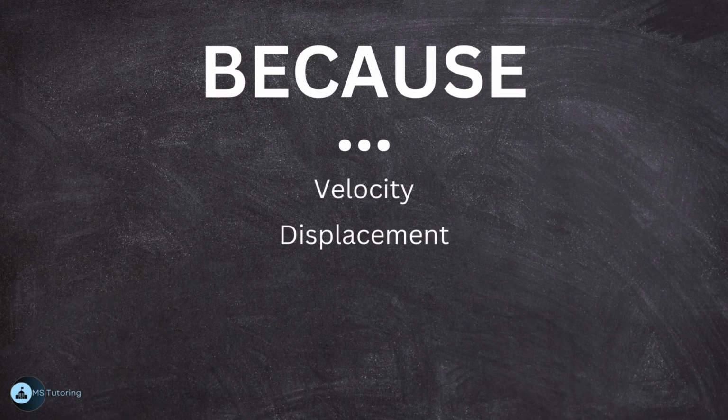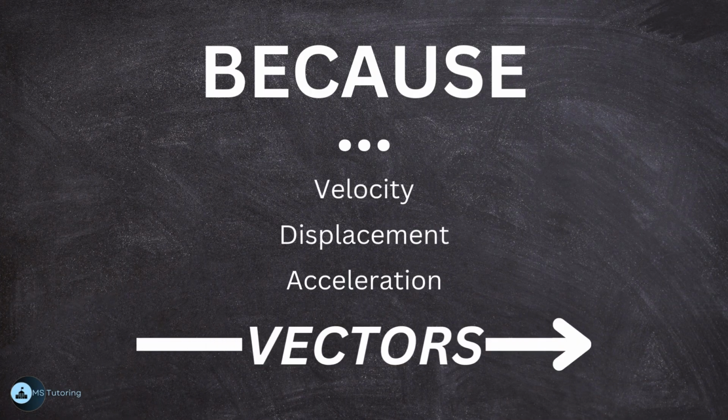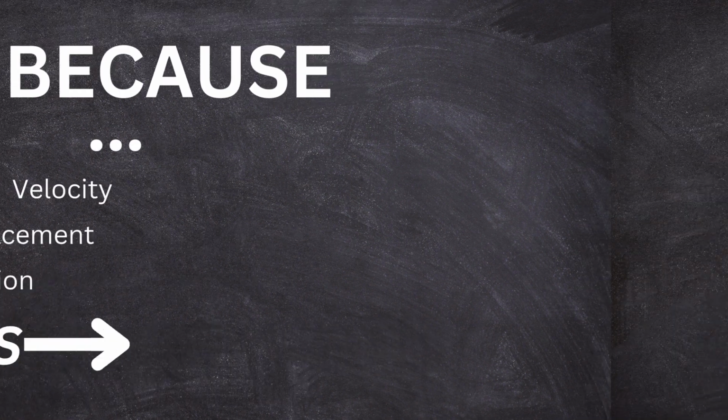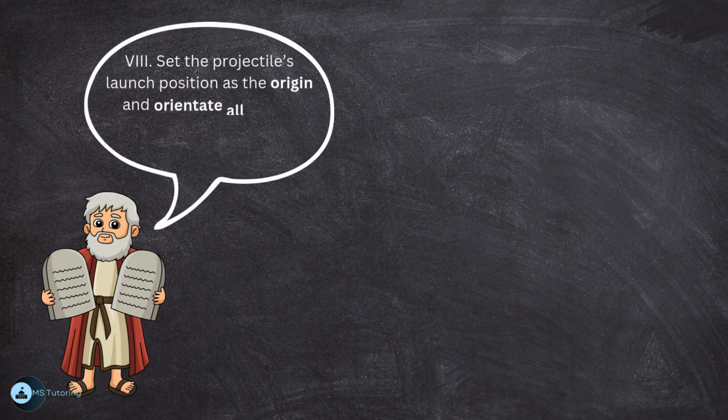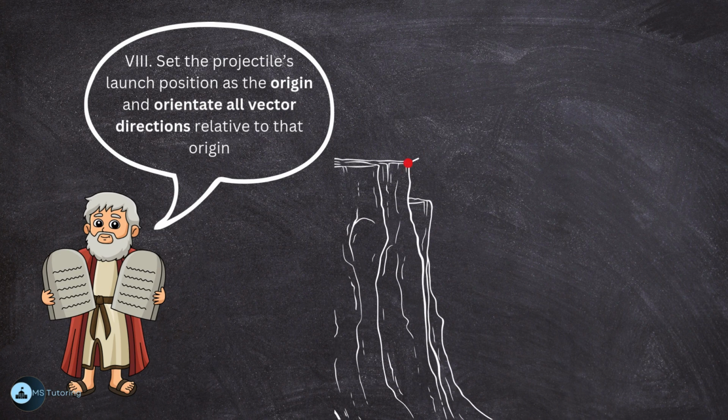Well, we said that because values of velocity, displacement, and acceleration are all vectors, and vector values need to be given a mathematical sign that matches the direction in which they're pointing. But how do we know which directions need to be considered positive and which others are negative? Commandment 8. We set the projectile's launch position as our mathematical origin and orientate all our vectors relative to that origin.